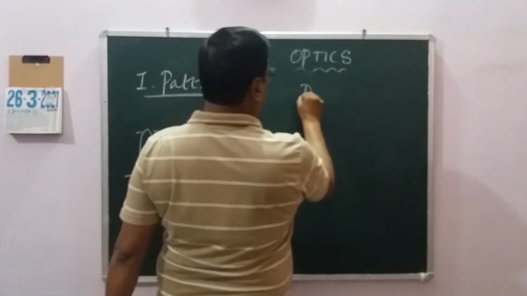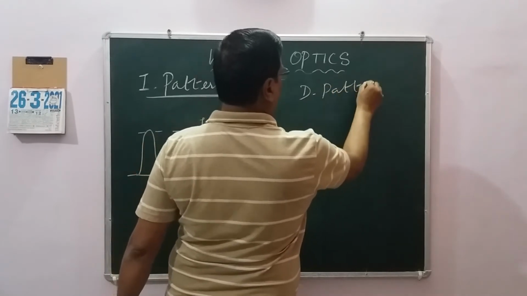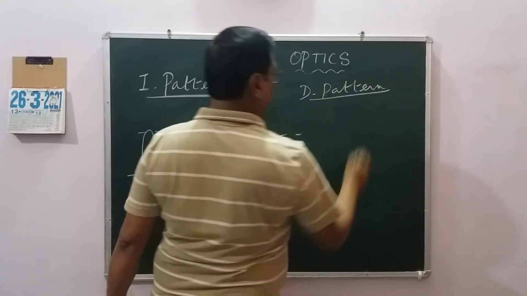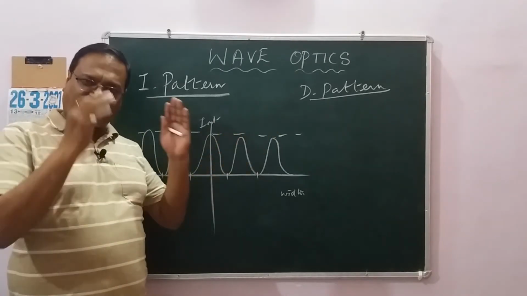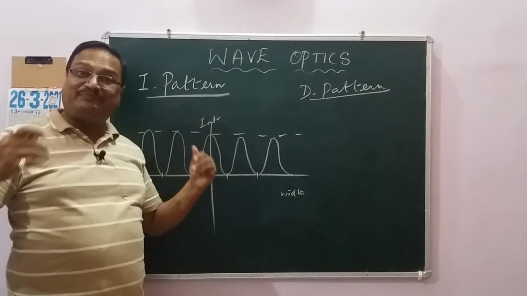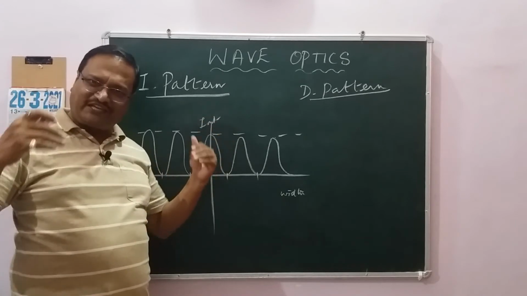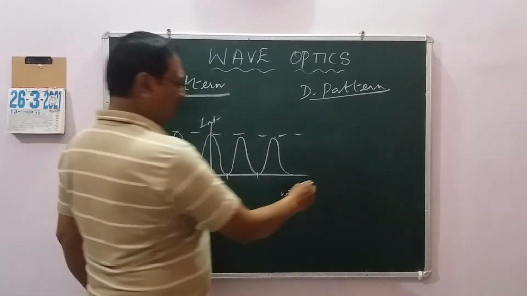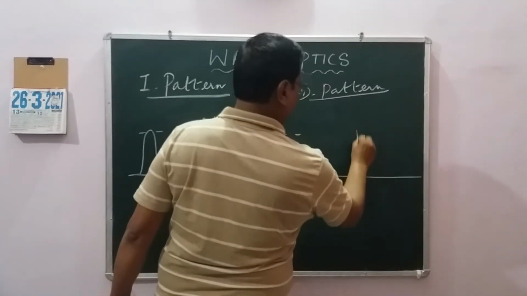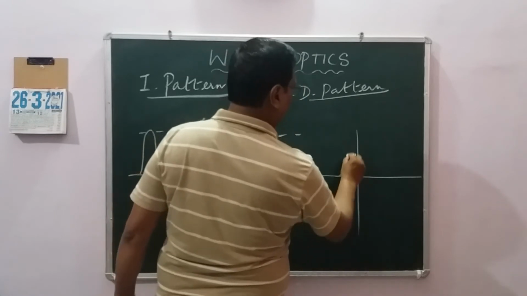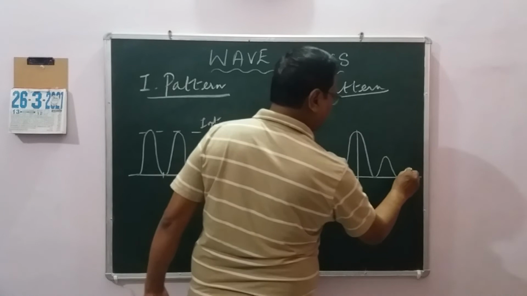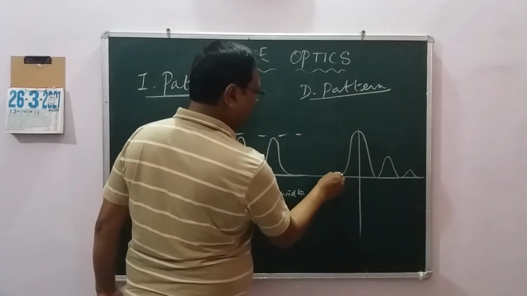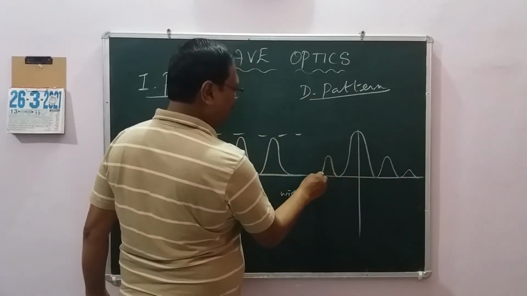Now you come to the diffraction pattern. In the diffraction pattern, all the fringes are not uniform. The central is bright, then secondary minima, then secondary maxima. The central will be maximum, then the intensity will go on decreasing, right? And the same thing happens above and below, right?